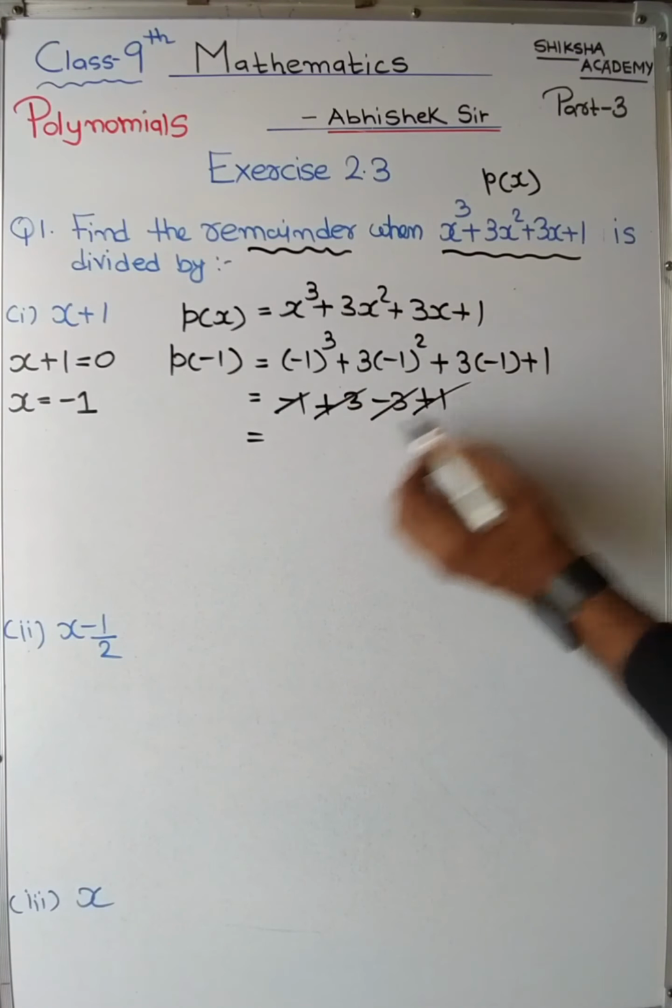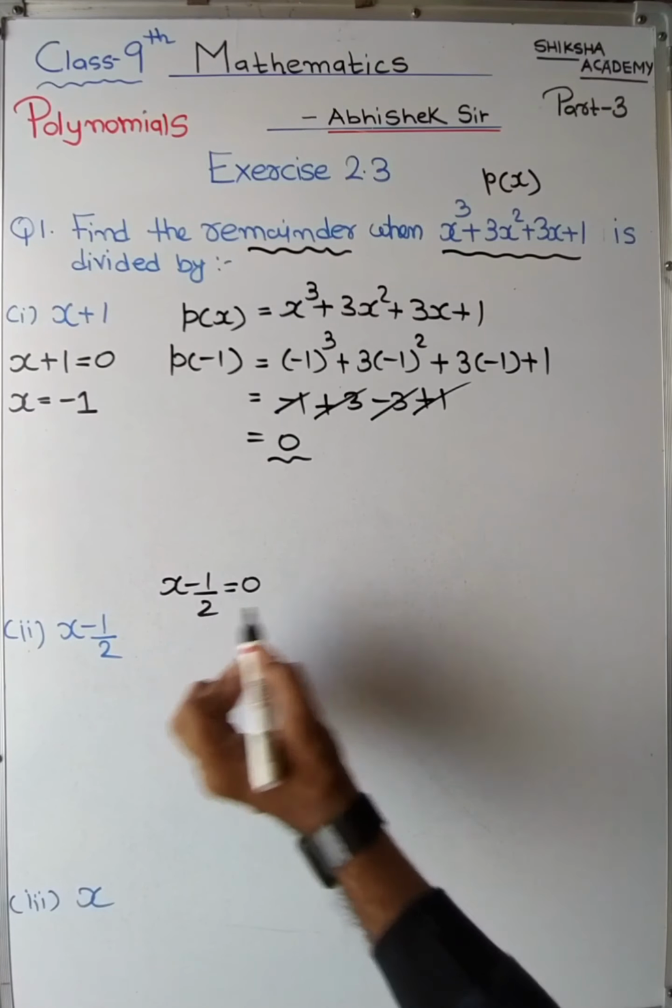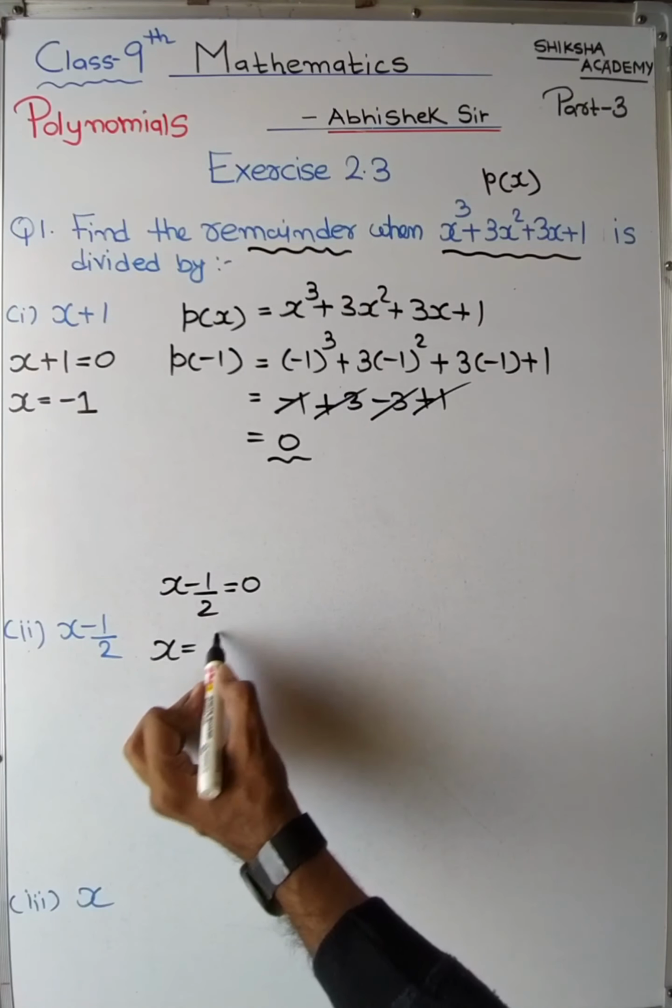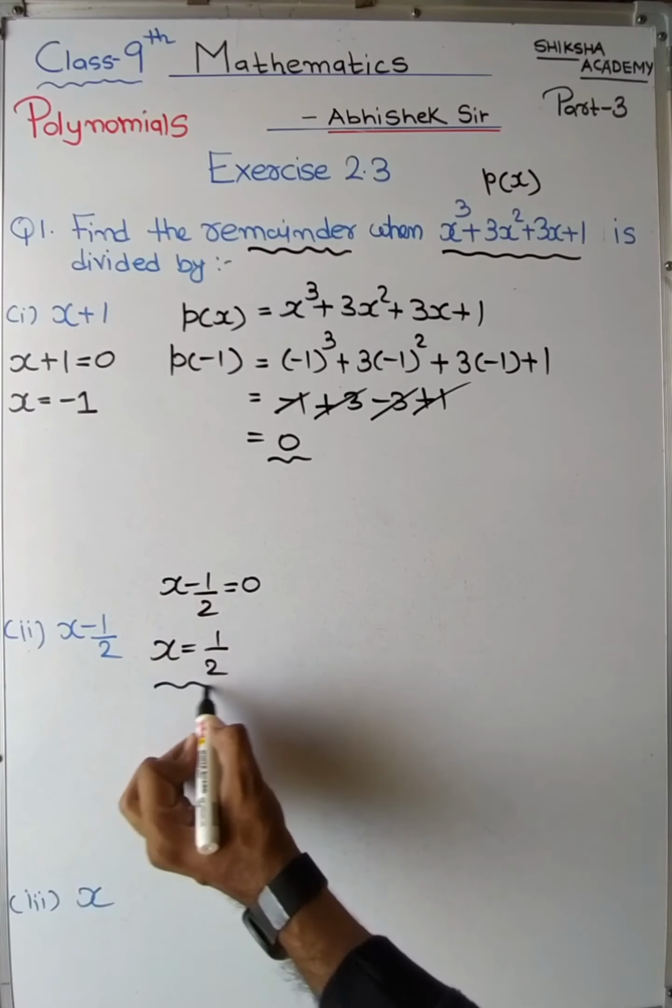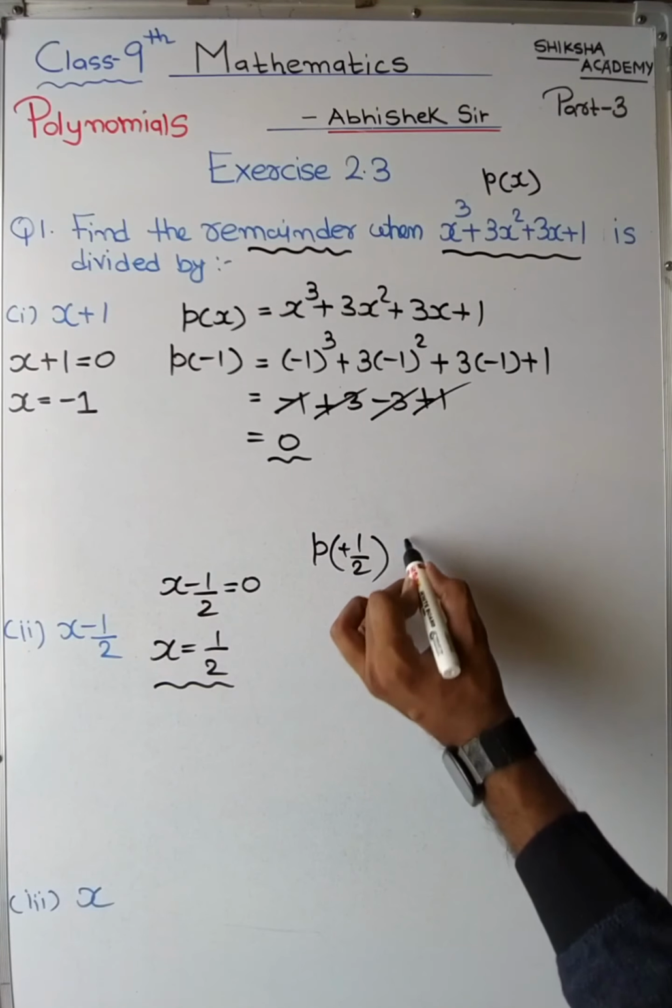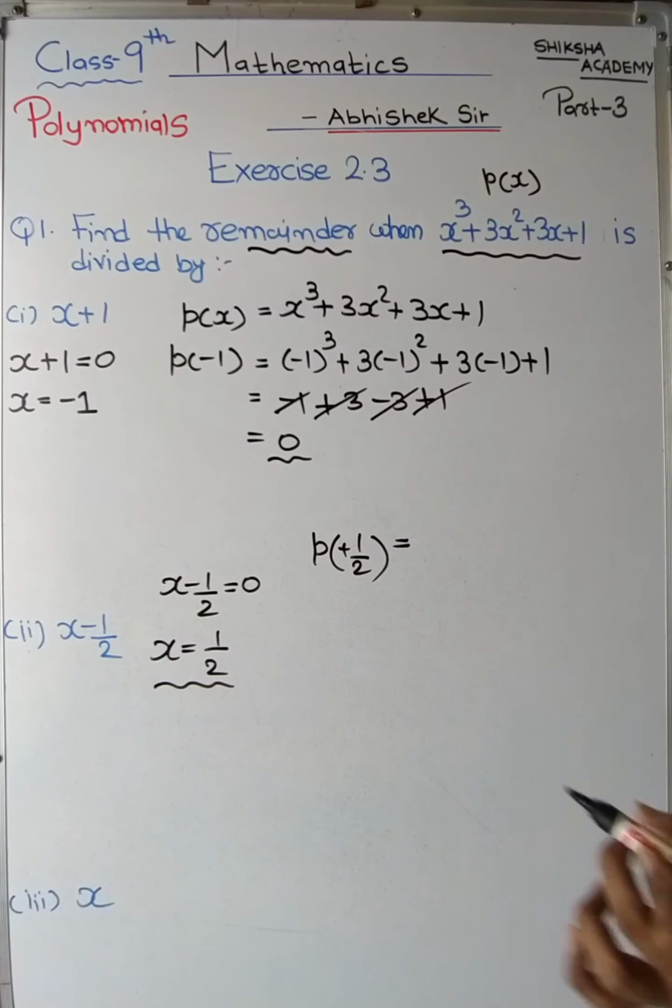It is 0. Okay. Now we shall go for this one. Next part, x minus 1 by 2. So our first step will be comparing x minus 1 by 2 with 0 and getting a value of x, that is 1 by 2. Now let us put in the polynomial, right, p of 1 by 2.